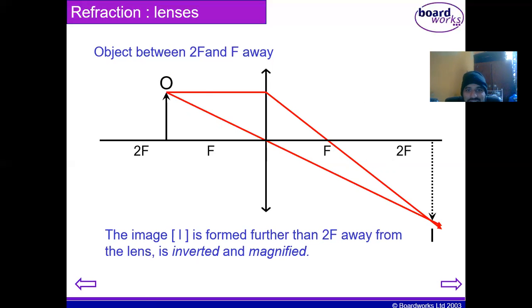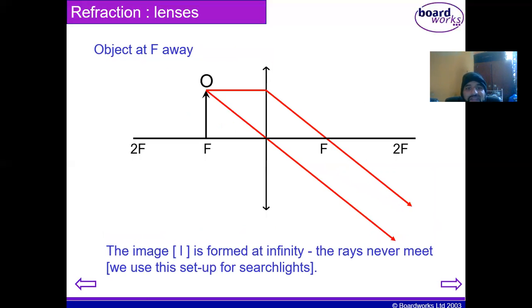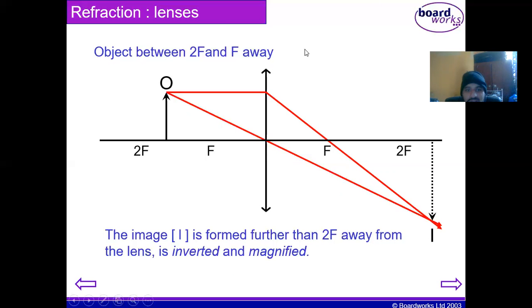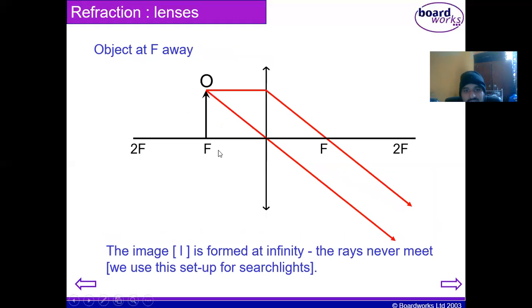All right, so 2f and f. Now, at f, something strange happens. We've gone behind 2f, on 2f, and between 2f and f. Now let's move to f. At f, you have the same thing, 2 rays of light we're showing. Now, this is very interesting.